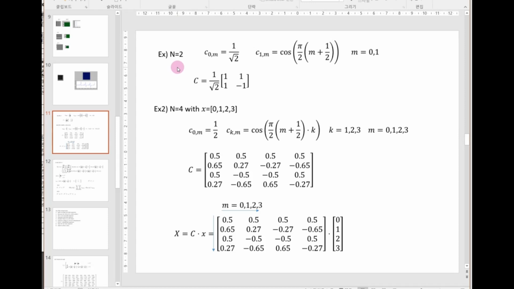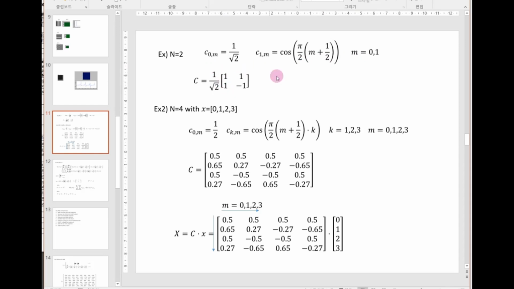Okay, here is an example. If the sequence size is 2, then it's a 2 by 2 matrix. So we can find C0m, where the 0 harmonic means this row. So 1 over square root 2, these two things are this one. And the first row can be found by using this one. M can take 0 or 1. K is also 0 or 1.